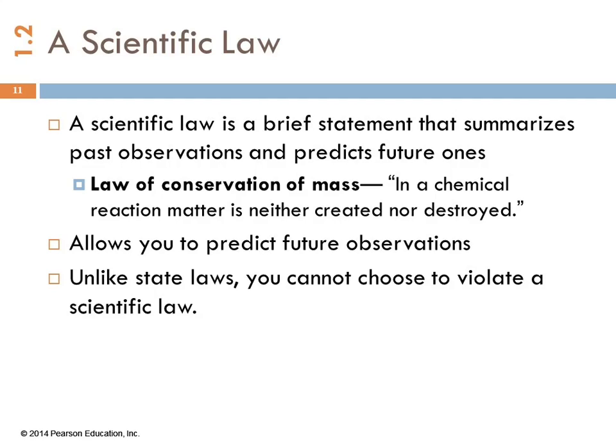So then the other two components of the scientific method are laws and theories. A law is a brief statement that summarizes past observations and predicts future ones. Basically, it's saying what happens.